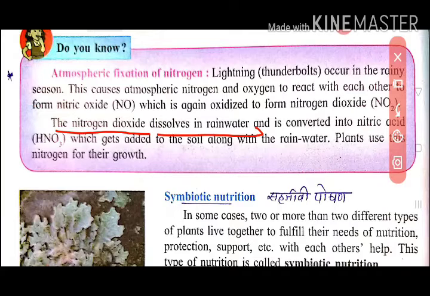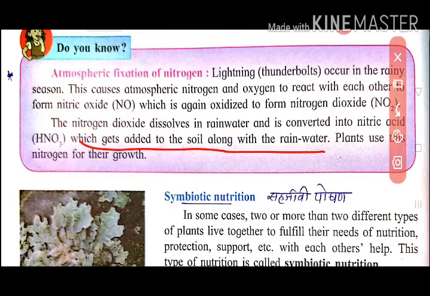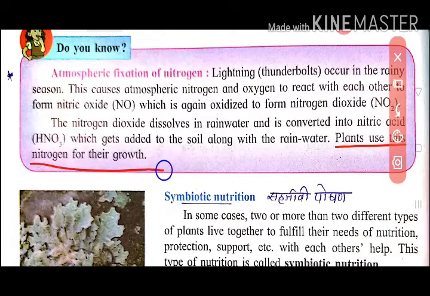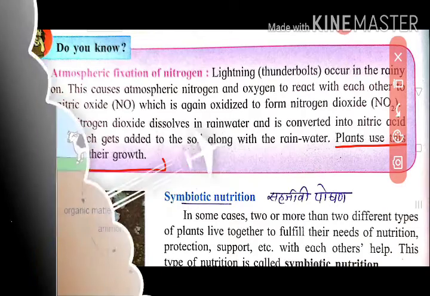After lightning and thunderbolts, rain falls. At that time, the nitrogen dioxide dissolves in rainwater and is converted into nitric acid, that is HNO3. This is the molecular formula of nitric acid. Okay, which gets added to the soil along with the rainwater. That rainwater falls on the ground and is added to the soil, and plants use this nitrogen for their growth. This compound nitrogen is used by plants.